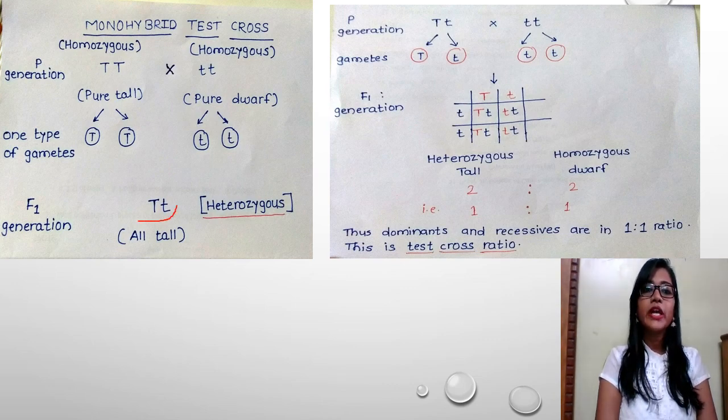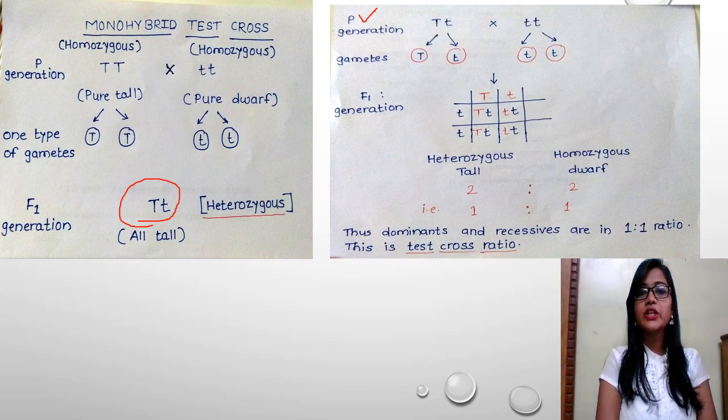So we will take this capital T small t, or whatever F1 generation type of tall plant we are having. We will take that tall plant as the parental generation. Now this tall plant's genotype is unknown. This tall plant is crossed with the recessive dwarf pure homozygous trait. It will form gametes: capital T, small t, small t, small t.